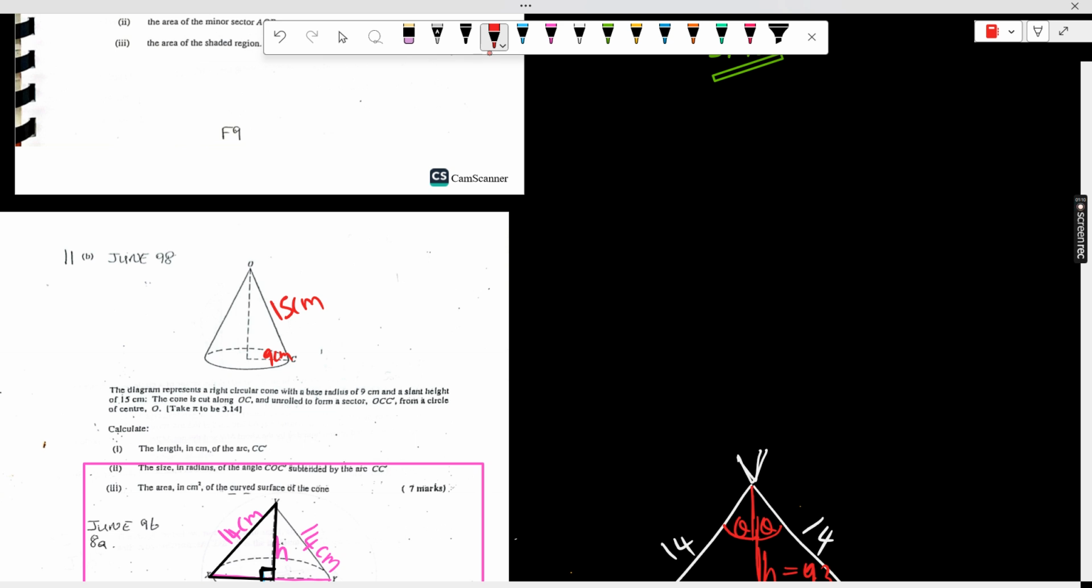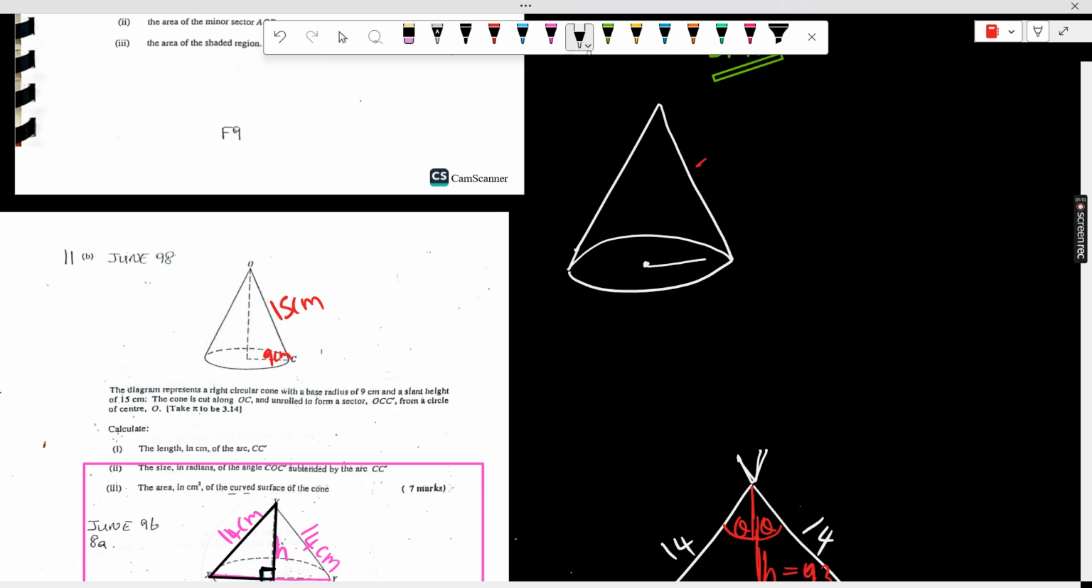Now, let me try to represent what is happening here. Whenever you take a cone like this and you cut it open, as you said, you're going to form a sector. You have to be able to identify the relationship between certain measurements of the cone and those of the sector, right? So let's say here we have our cone, a circular cross section, right?